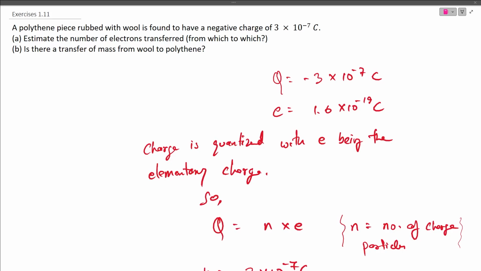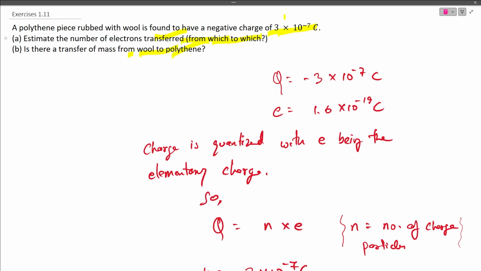The question says that a polythene piece rubbed with wool is found to have a negative charge of 3 into 10 to the power minus 7 coulomb. Estimate the number of electrons transferred from which to which. Is there a transfer of mass from wool to polythene?